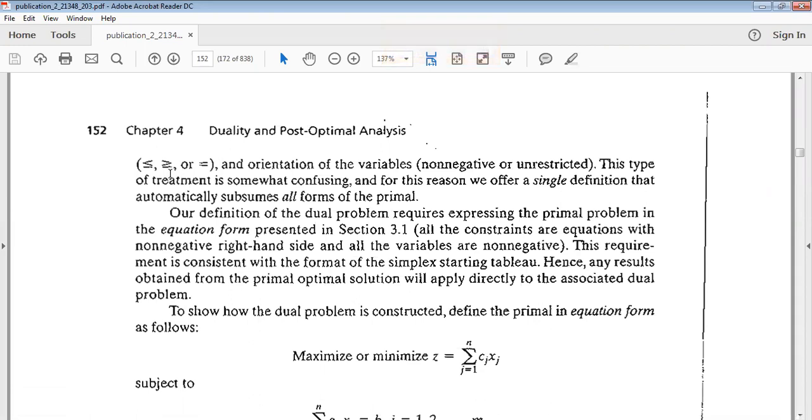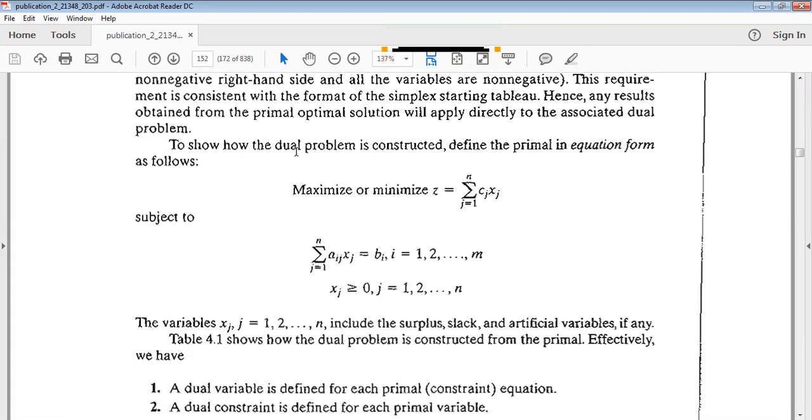Now, the constraints may be less than, greater than, all these things are there. Our definition of the dual problem requires expressing the primal problem in equation form, present in section 3.1. So to show how the dual problem is constructed, define the primal in equation form: maximize or minimize z equals sigma j equals 1 to n, cj xj.